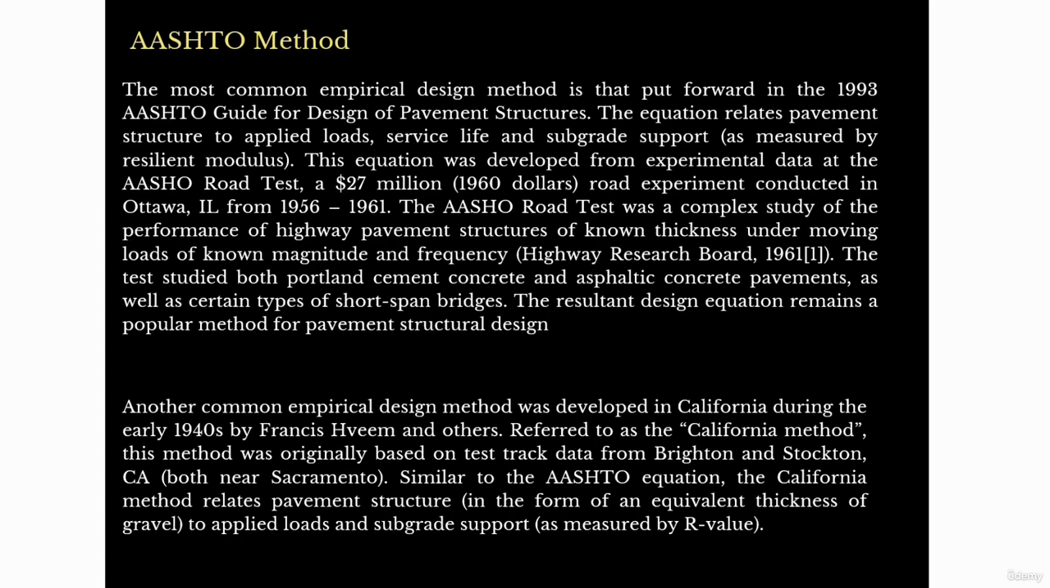Another common empirical design method was developed in California during the early 1940s by Francis Hveem, I don't know how to pronounce that, and others. This was referred to as the California method. This method was originally based on test track data from Brighton to Stockton in California, both near Sacramento. Similar to the AASHTO equation, the California method relates the pavement structure, in the form of equivalent thickness of gravel, to applied loads and subgrade support as measured by the R value.